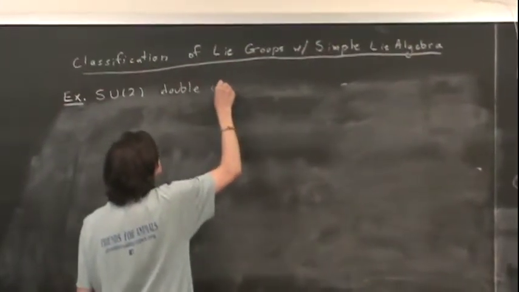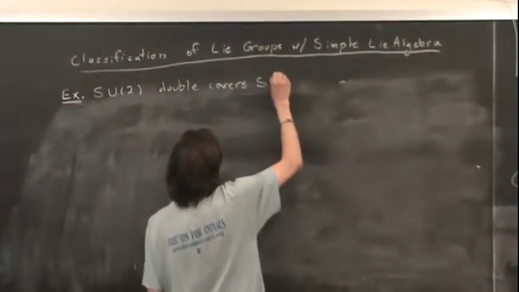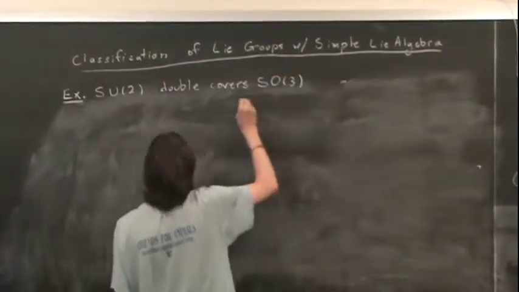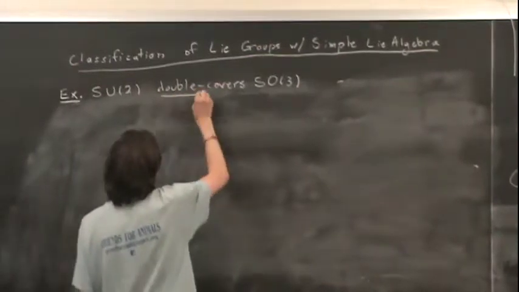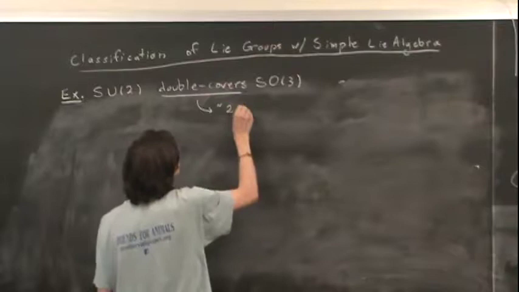Double covers, SO3. What do I mean by double cover? So it's kind of a new term. Basically what I mean by it is that it's a 2-to-1 map.